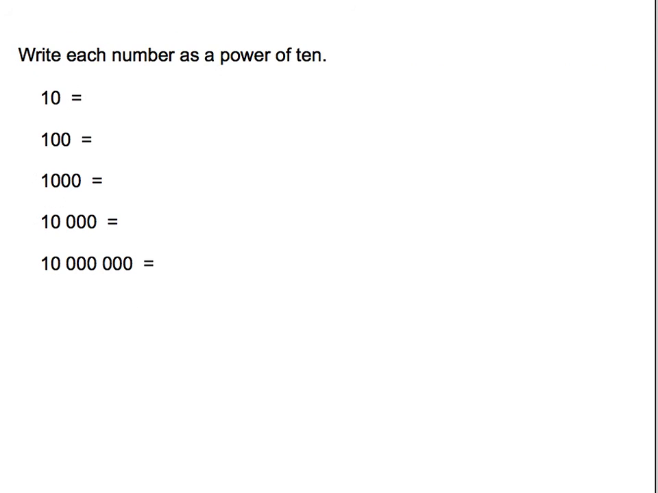Let's write these words that are in standard form into powers of 10. So 10 is just 10 to the power of 1. 100 is 10 to the power of 2. 1,000, 10 to the power of 3. 10,000, 10 to the power of 4. Here we have 10 million. Well, how many zeros do we have? 1, 2, 3, 4, 5, 6, 7. So 10 to the power of 7.